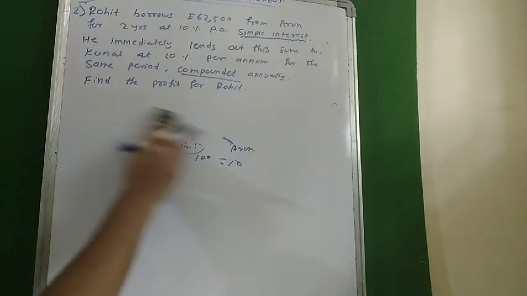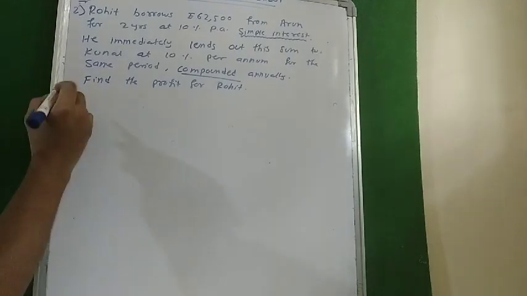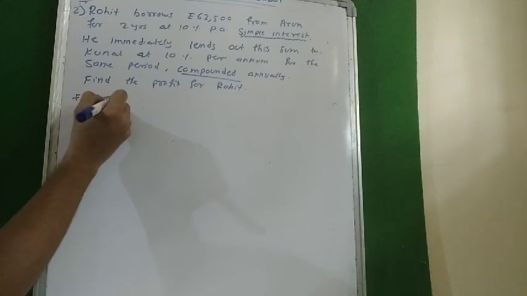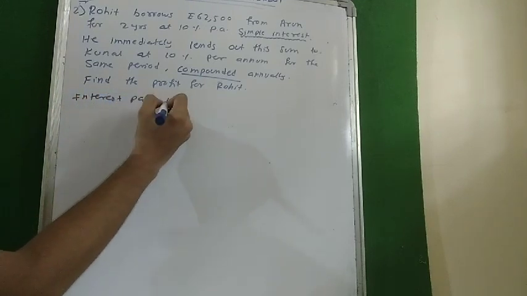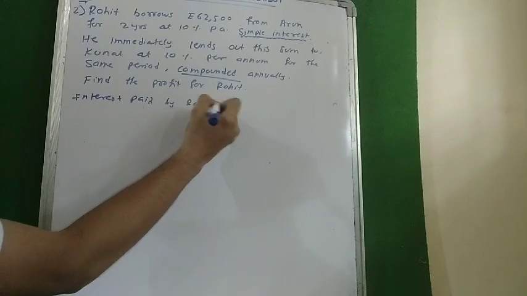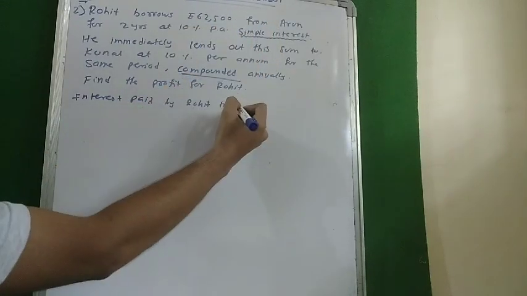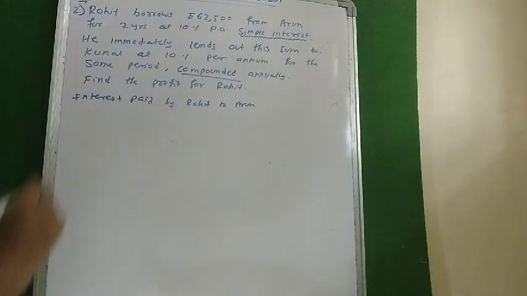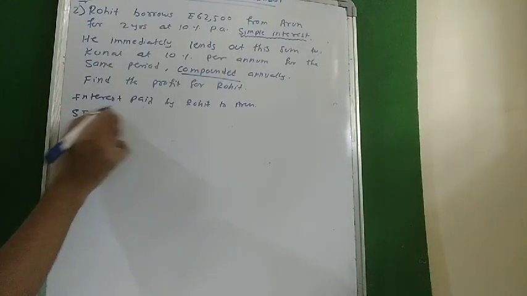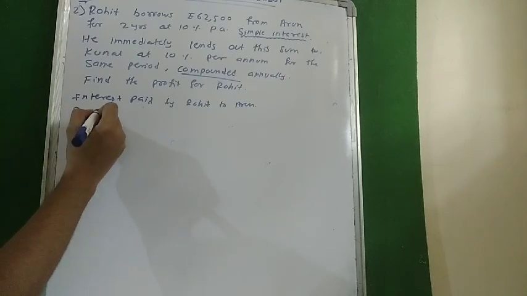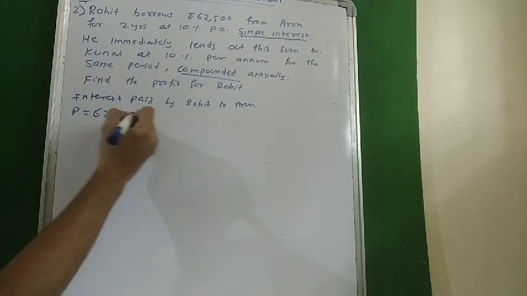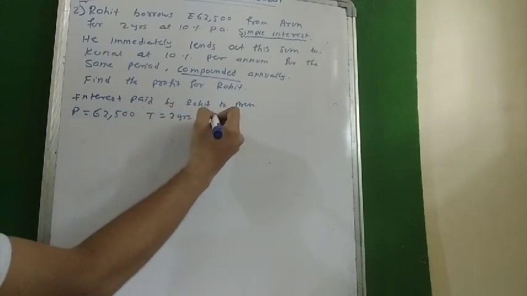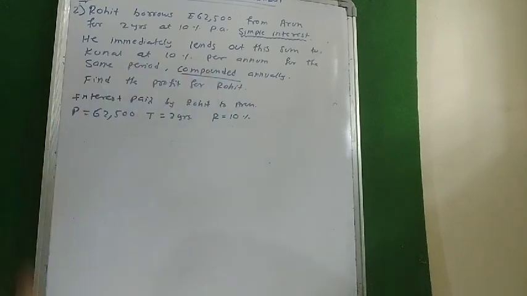Now, interest paid by Rohit to Arun. Okay, so Rohit is going to pay the interest to Arun as simple interest. Therefore, simple interest, I will write the principal first. Principal is 62,500. Time is 2 years. Rate is 10%.